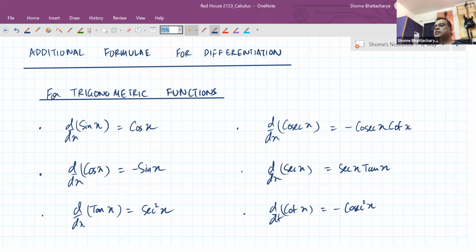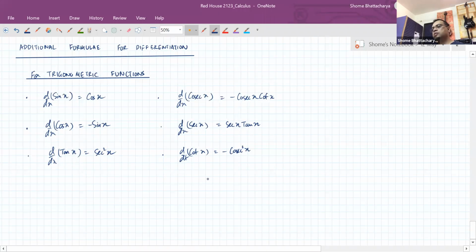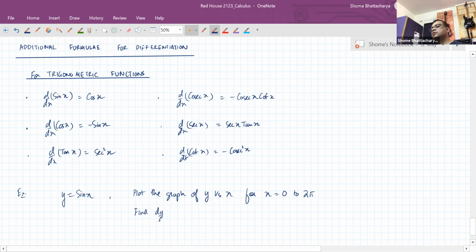So just to illustrate how this works in terms of the conceptual understanding, for example, suppose I have given the function y equal to sin x. And I want to do the following. First, I want to plot the graph of y versus x for x equal to 0 to 2 pi, for example. And then also we want to find dy by dx, or its derivative. Want to find the derivative of the function.